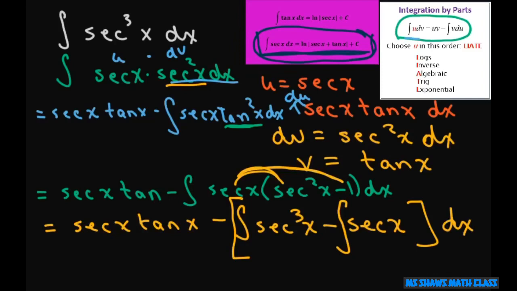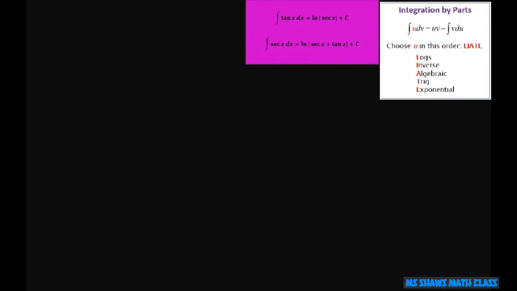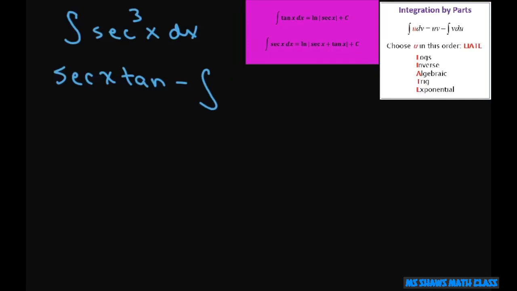So this is going to end up being, and I'm going to rewrite it, when you distribute the negative, you're going to get secant x tan x. And again, this is for our integral of secant cubed x dx. So minus our integral of secant cubed x dx plus the integral of secant x dx. Now, we already know, so let's write this out.